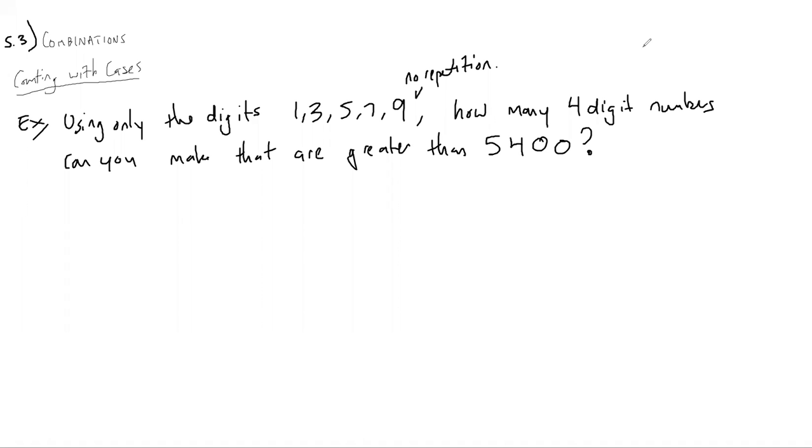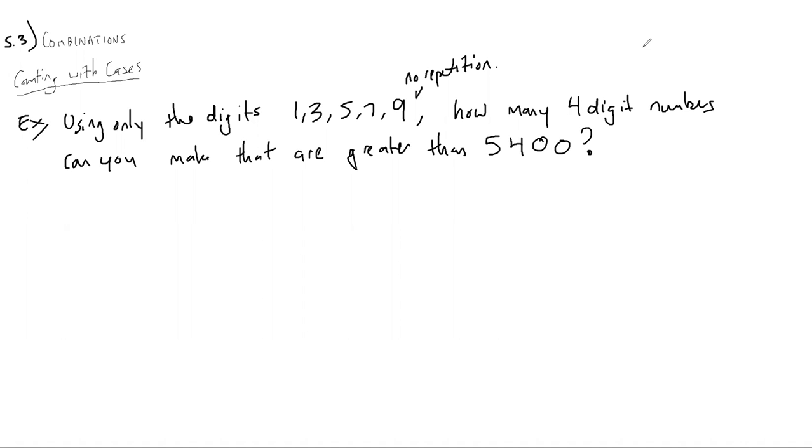Okay, so for a second question, we're going to use the digits 1, 3, 5, 7, 9. So your odd digits and no repetition, so they're only showing up once. You can only use each once. How many 4-digit numbers can you make that are greater than 5,400?